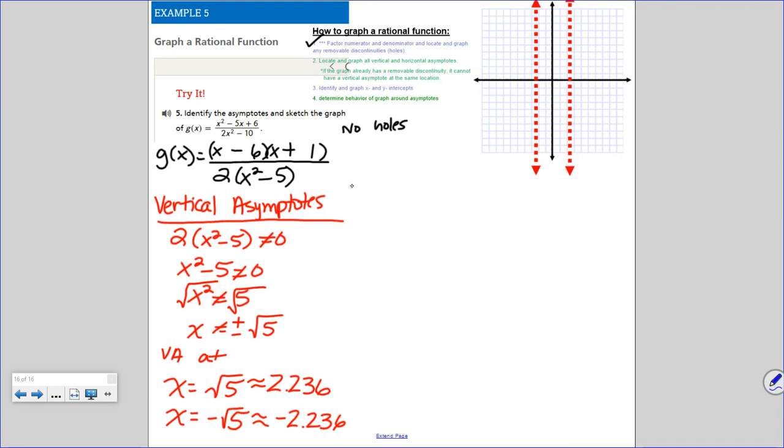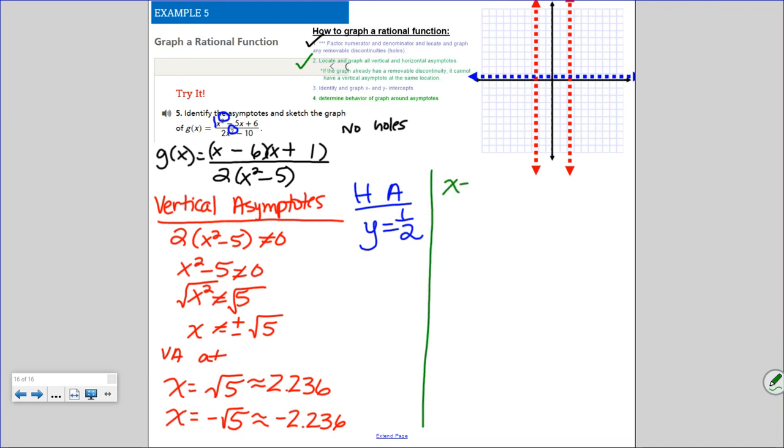Okay, now let's find horizontal asymptotes. The degree of the numerator is 2. The degree of the denominator is also 2. Since they're the same, there's a horizontal asymptote at y equals the ratio of the leading coefficients. So leading coefficients here are 1, 2, so y equals 1/2. I'll plot that horizontal asymptote. Okay, check. Identify any x and y intercepts.